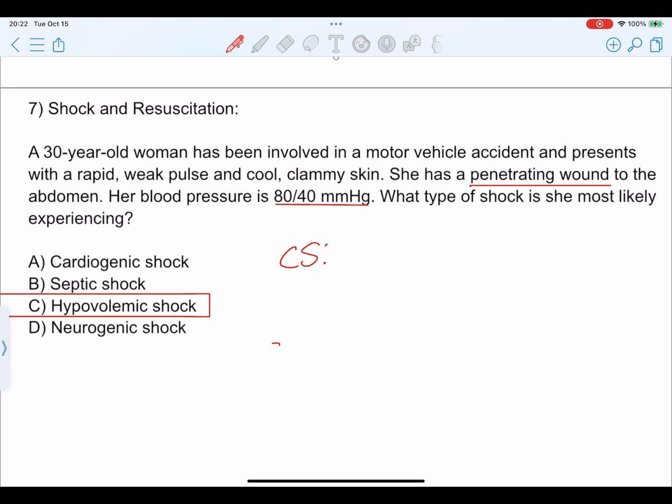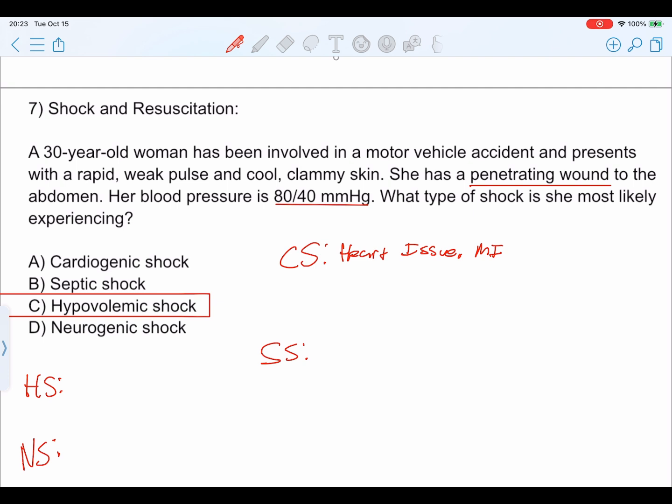We'll start with cardiogenic, and we'll do CS for cardiogenic, SS for septic. Over here we'll do HS, hypovolemic, and then NS for neurogenic. So, starting off with cardiogenic shock, this is going to be shock as a result of something wrong with the heart. So, we'll say heart issue. It's an issue with the heart.